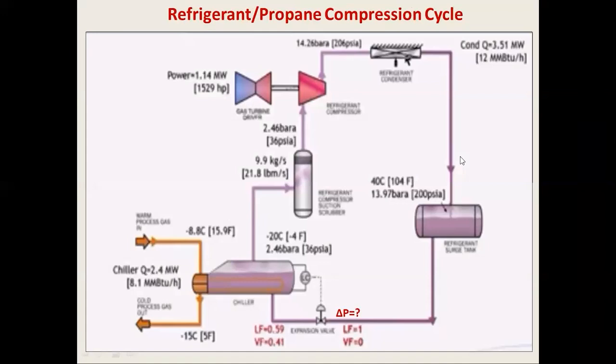This is the simple refrigeration cycle. Here is the chiller. This is the heart of this process, the main equipment part of this process, the chiller. It is like a reboiler. It is a kettle reboiler. What kind of reboiler? The kettle reboiler.